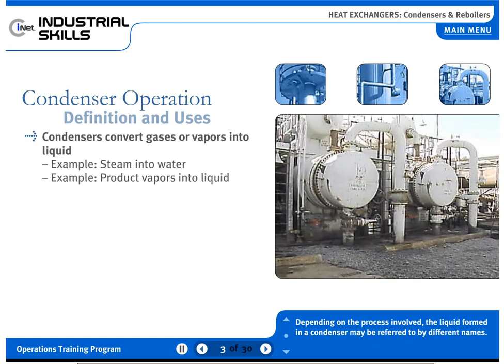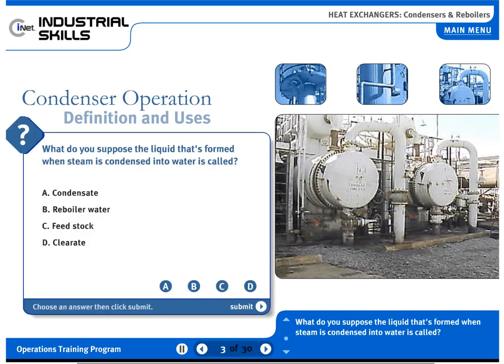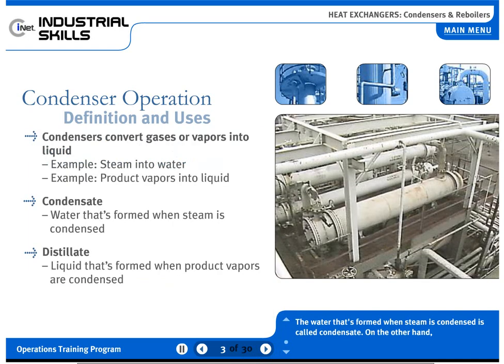Depending on the process involved, the liquid formed in a condenser may be referred to by different names. What do you suppose the liquid that's formed when steam is condensed into water is called? Very good. The water that's formed when steam is condensed is called condensate. On the other hand, the liquid that's formed when product or byproduct vapors are condensed is often called distillate.